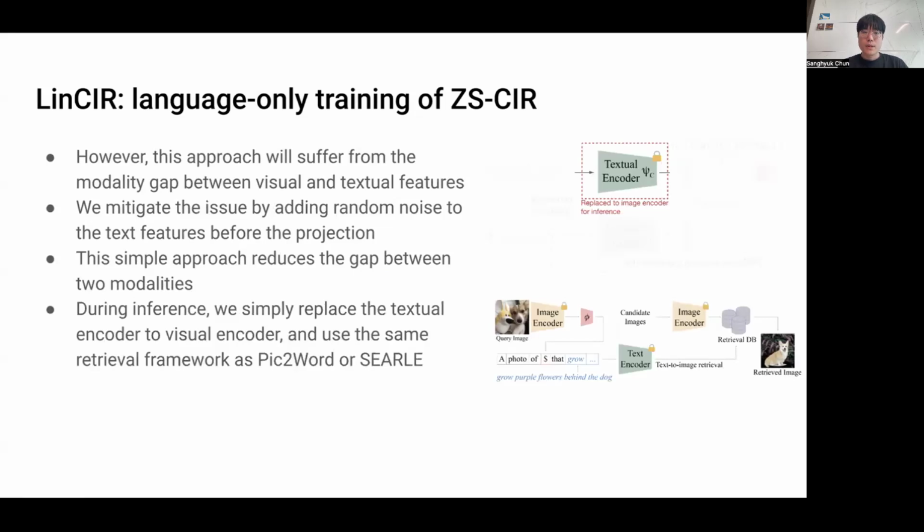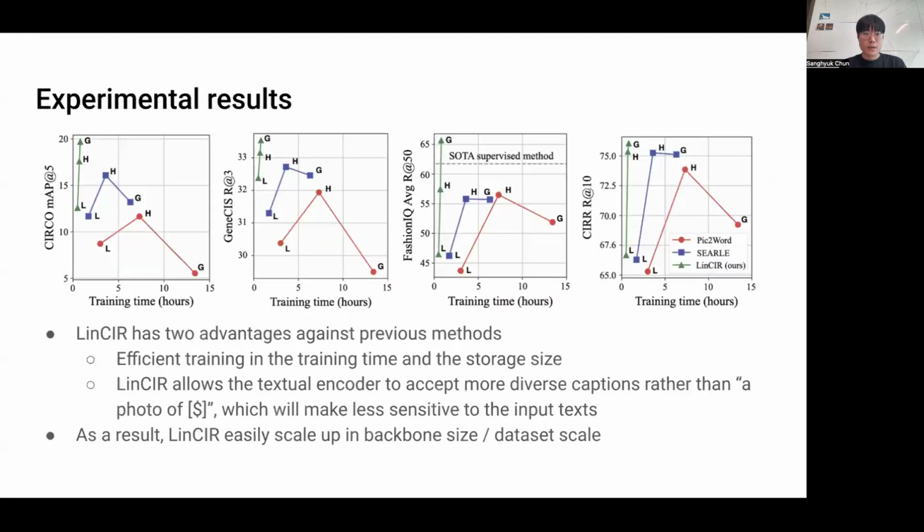During inference, we simply replace the text encoder with the visual encoder and use the same retrieval framework as other projection-based methods like Pic2Word or SEARLE. So here are the experimental results. LinCIR has two advantages against previous methods.